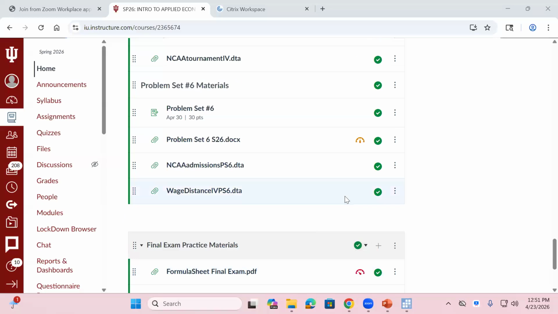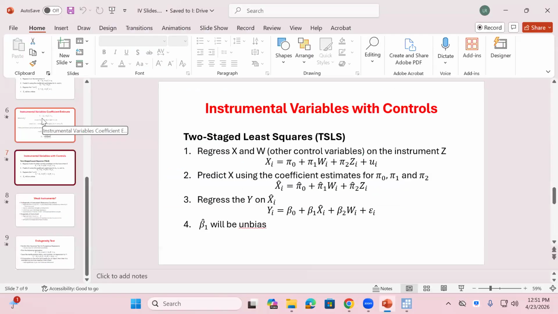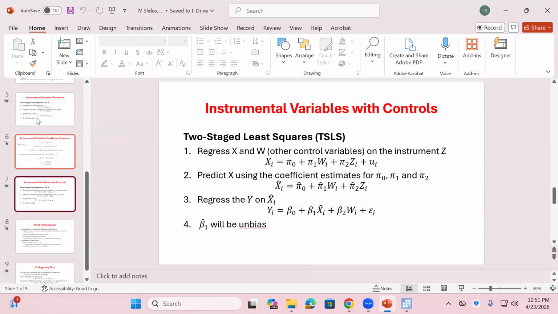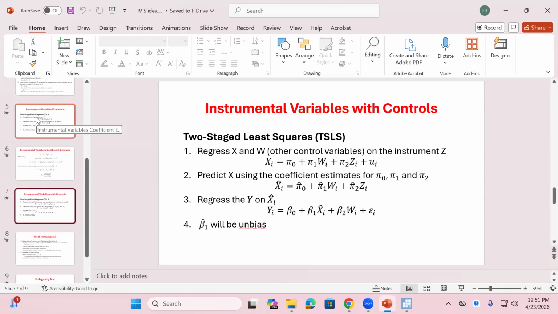So I think we worked through a really large portion of this last topic, which was instrumental variables, on Tuesday. So we'll look at some other examples today. We'll talk about some additional things related to this. And then I think we'll probably have a little bit of time. I might jump into some exam review if we have time towards the end of class.